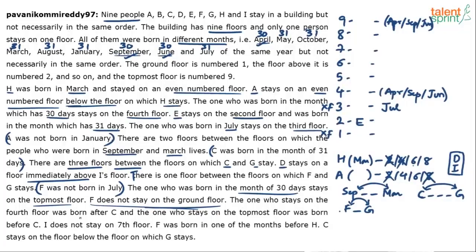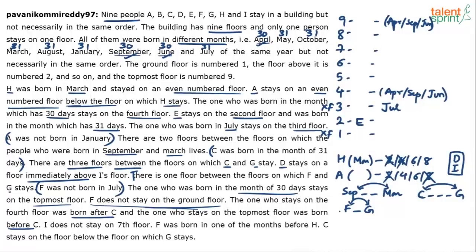The one who stays on the fourth floor was born after C, and the one who stays on the topmost floor was born before C. That's the reason I wanted to arrange the months also, because I knew somewhere this kind of statement will come. So this after C, before C thing will require us to arrange the months in the proper order, unless we know the month of C.